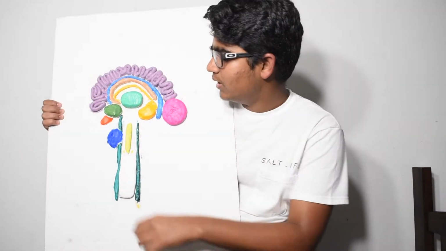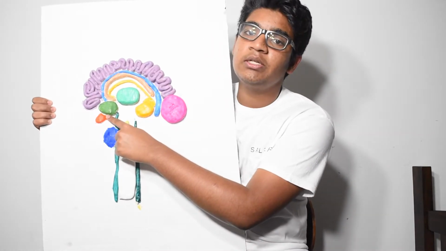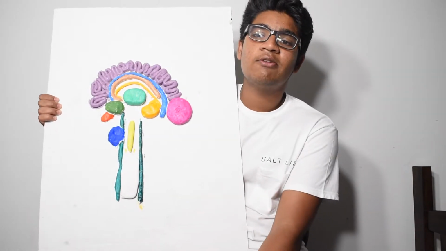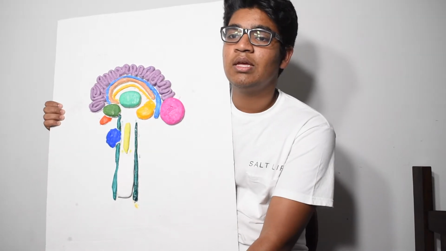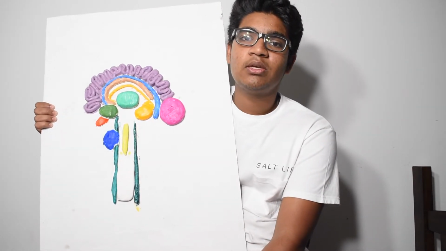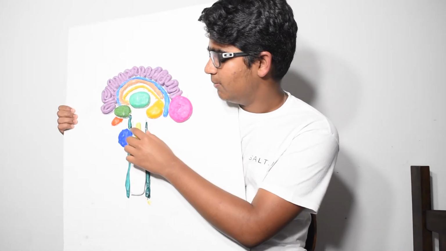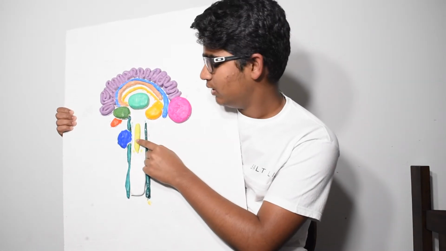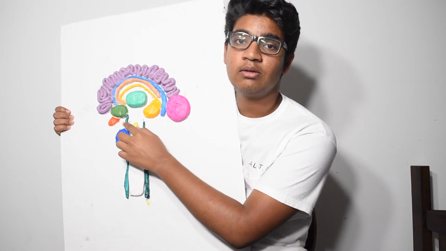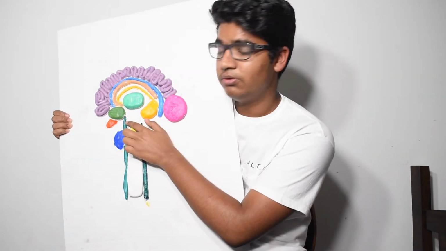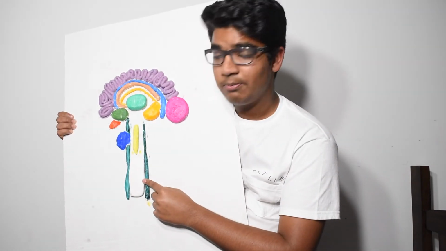Right underneath the hypothalamus we have the pituitary gland. The pituitary gland helps regulate body functions and general well-being, and it is also called the master gland. This is the brainstem. The brainstem includes the reticular formation, the pons, the medulla, and also parts of the spinal cord.